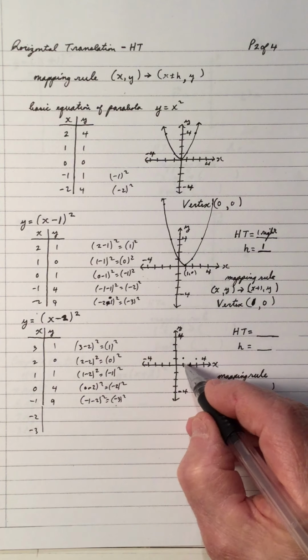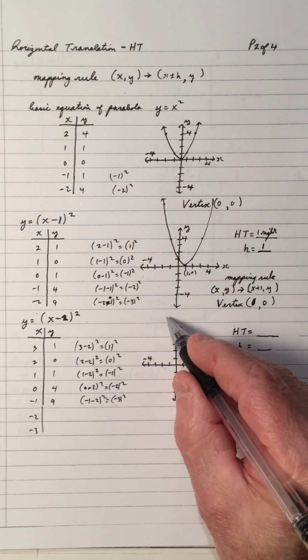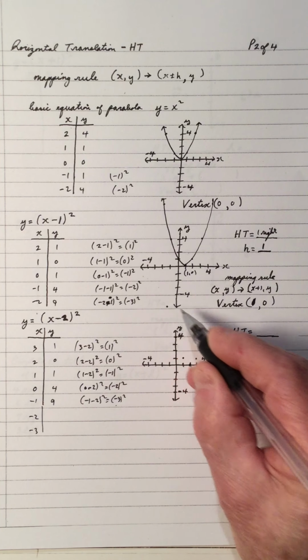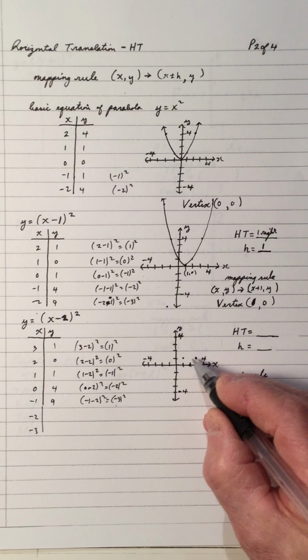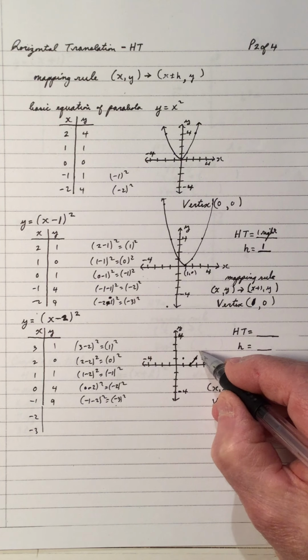X is 0, y is 4. X is negative 1, y is 9. So notice we have 2 of these values here. So the parabola is going like this.